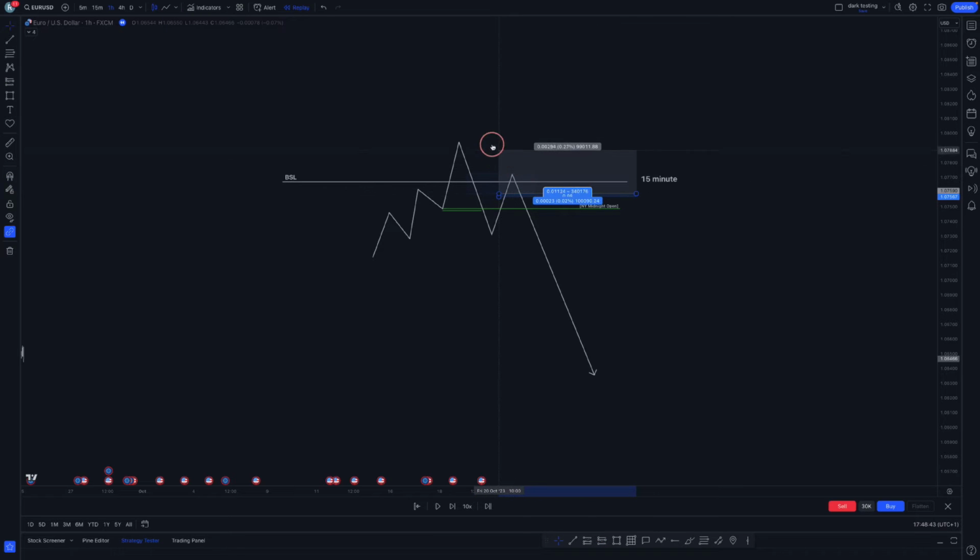So we could enter right there, stop above the highs, and we could trade down. As I said before, you could look to take a little bit or the majority of the daily candle, depending on how confident you are with your analysis and how confident you are with your daily bias.